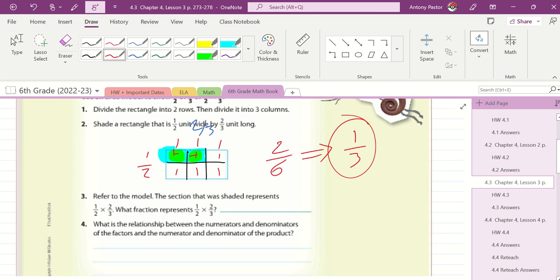Again, you would definitely need to practice with knowing that it would have to be 2/3 and then 1/2, meaning that you would only shade this box for the 1/2 and only these two boxes for the 2/3, making this 2/6. And then simplifying it down.